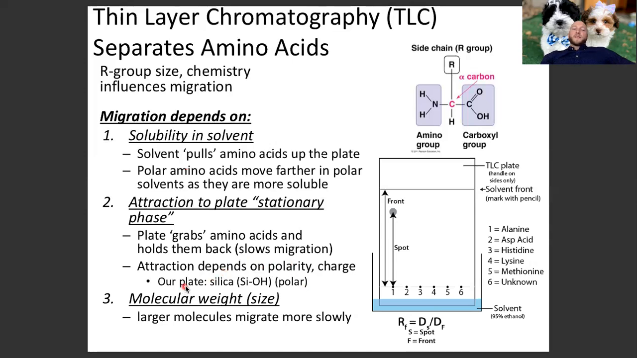The other factor is molecular weight and size. Larger molecules migrate more slowly. The way I rationalize this, the way I understand this, is: is it easier to pull something large or is it easier to pull something small? Molecular size matters.